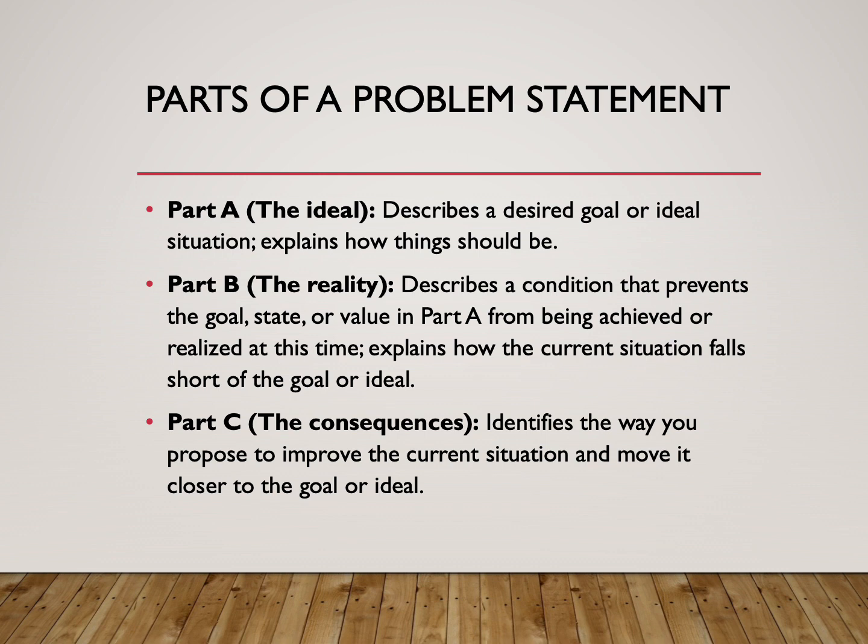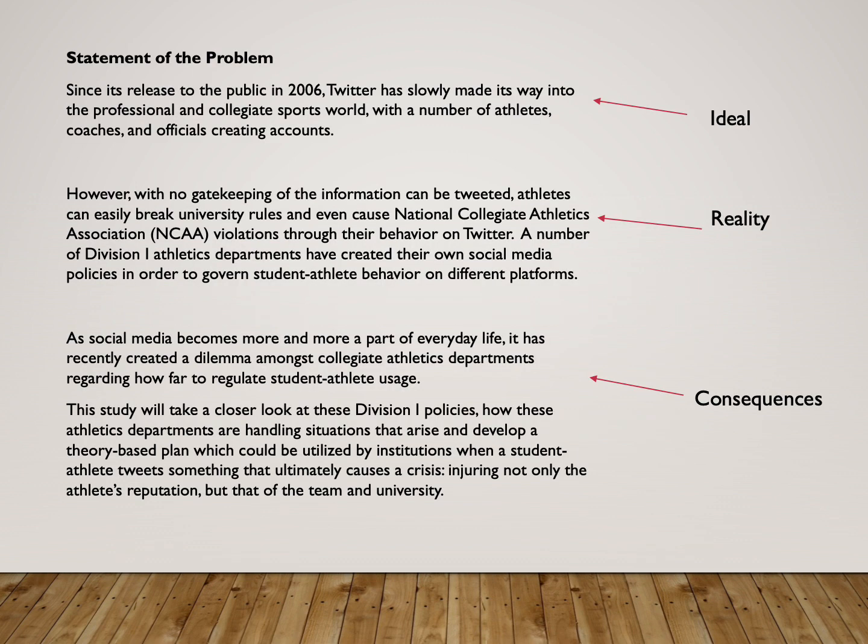So the three parts that we mentioned earlier, the first is the ideal. It describes a desired goal or ideal situation, how things should be. The reality describes a condition that prevents the goal, state, or value from being achieved or realized, and explains how the current situation falls short of the goal or ideal. Part C, the consequences, identifies the way that you propose to improve the current situation and move it closer to the goal or ideal. So let's look at this in the form of an example.